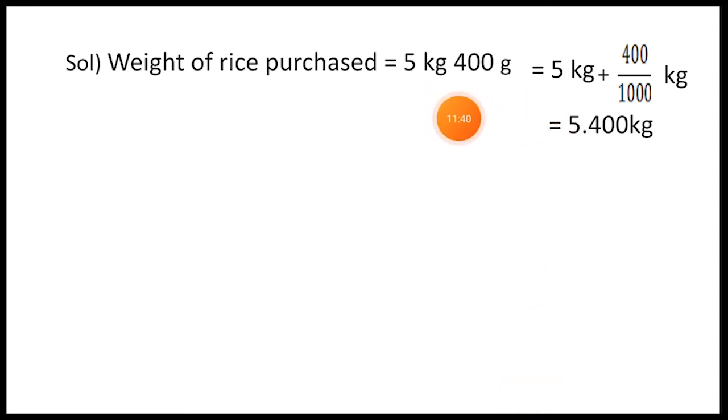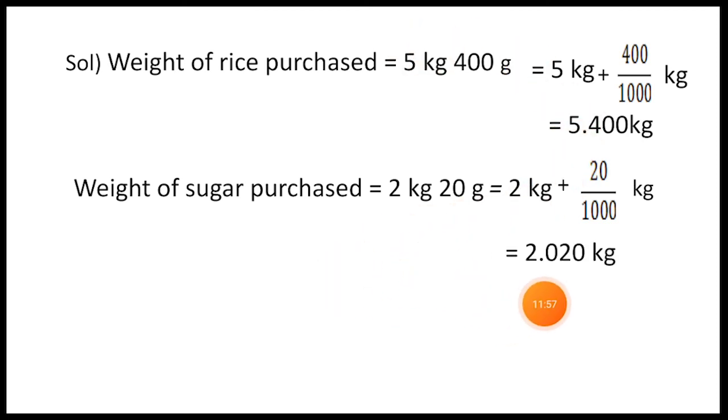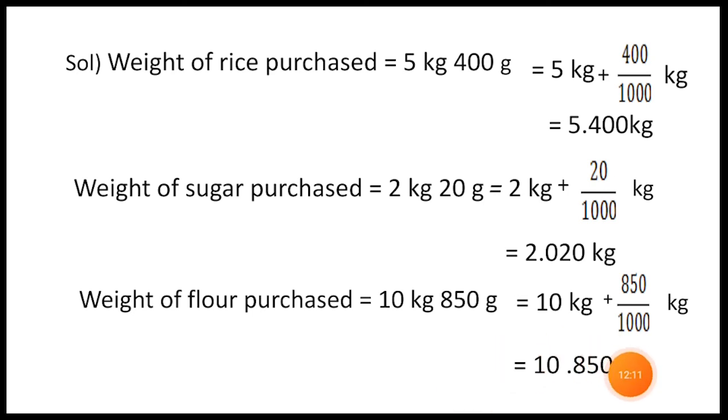So using the conversion between kg and gram, we will convert it into a single unit. So here you can see 5 kg 400 gram will be written as 5.400 kg. And in the same way the weight of sugar purchased will be written in a single unit by using the conversions we learned. So here we get 2 kg 20 gram is 2.020 kg. Now the weight of flour purchased is 10 kg 850 grams. So in kg it will be written as 10.850 kg using the conversion table.